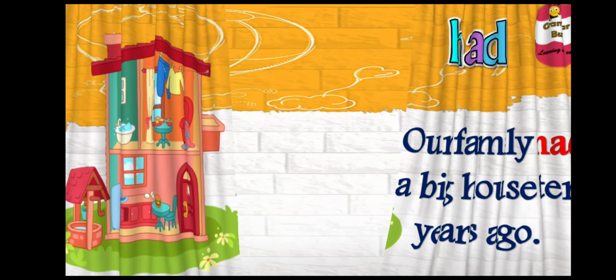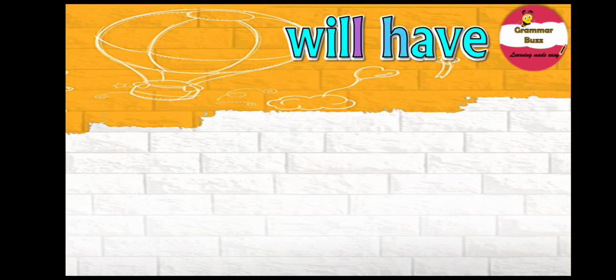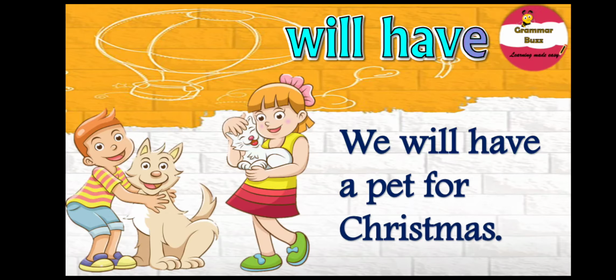And let's see what we have here for us. Isn't this interesting? I really find this so interesting. So, here's the picture of a boy and a girl with pets, right? So let's make our sentence. Our sentence says, we will have a pet for Christmas.